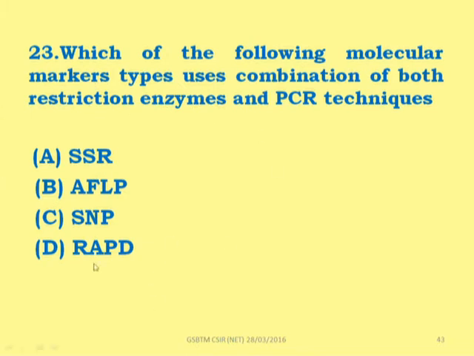SSR is a PCR based marker. AFLP, amplified fragment length polymorphism. Here DNA has to be isolated first, then digested with restriction enzyme, and then specific adapter molecules can be ligated at the ends, and amplification can be done by designing a primer which contains one additional sequence of the adapter molecules. So here AFLP is right. SSR is not right. SNP is single nucleotide polymorphism. RFLP is hybridization based. RAPD is pure PCR based. Next one.